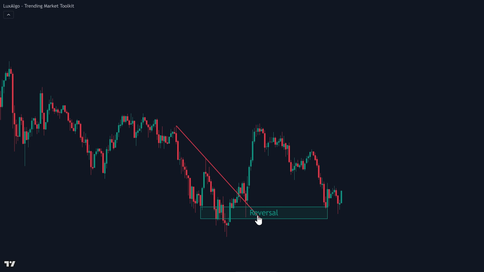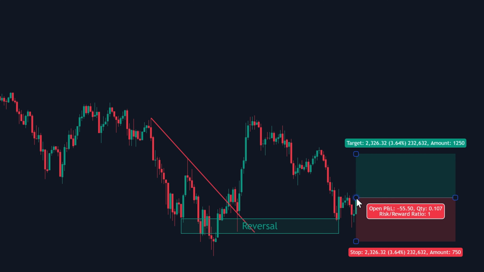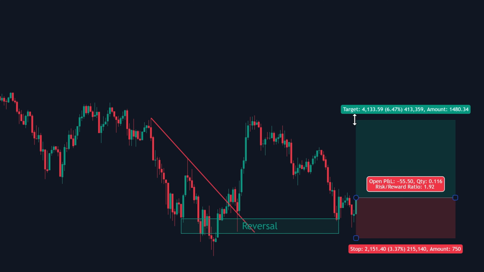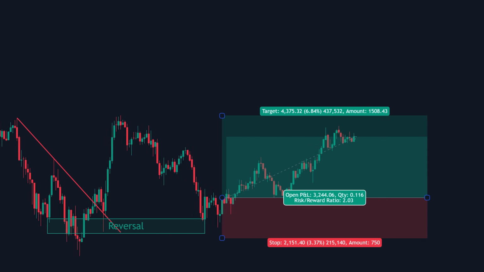This indicator shows a trend reversal. This means the price has a high chance of changing direction. If we bought here, place stop loss below the reversal box and aim for a risk-to-reward ratio of 1 to 2. We would have made a profit.